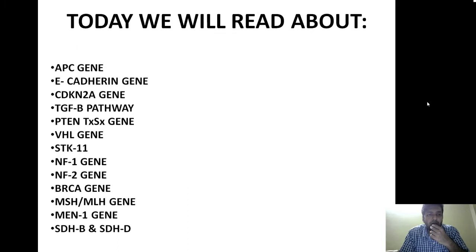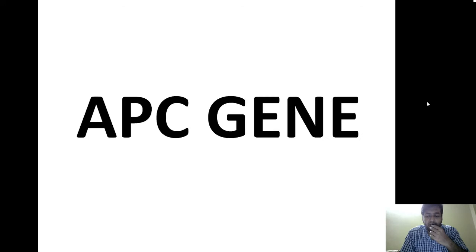Today we are going to discuss the remaining tumor suppressor genes like the APC, E-cadherin, CDKN2A, TGF-beta, PTEN tumor suppressor gene, VHL, STK11, neurofibromatosis 1, NF2, BRCA gene, MSH-MLH gene, MEN1 gene, and SDH, SDHD. So these are the different kinds of genes which are playing a role in carcinogenesis, and they are acting as tumor suppressors. Individually we are going to go through each one of them and discuss them in detail. So without wasting any time, let us start.